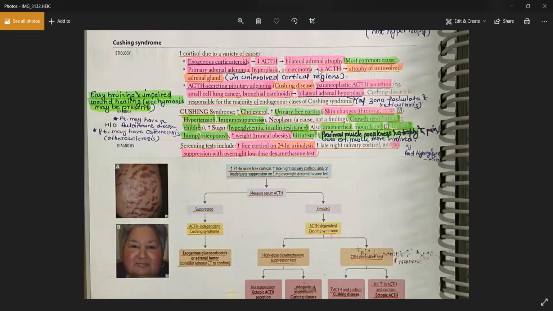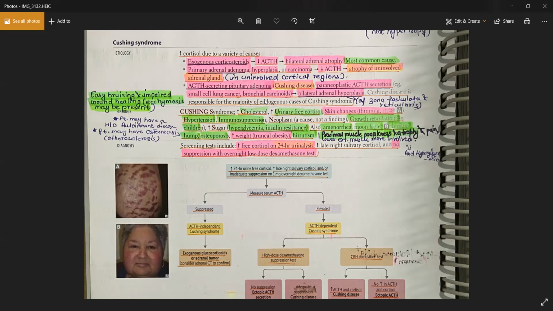And whenever you have a low ACTH along with the Cushing syndrome symptoms, then you will always do the CT or MRI of the abdomen to make sure, to know whether it is an atrophy or the hyperplasia of the gland. Second thing is the ACTH secreting pituitary adenoma, or might be a paraneoplastic ACTH secretion. In both these scenarios, you will have high ACTH levels, okay, which cannot be suppressed by giving the low dexamethasone, okay.